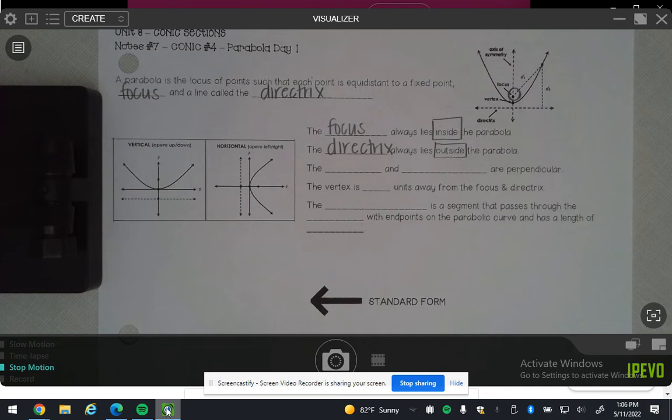Wait, where? Equidistant. Where? I don't know. Figure it out. Wait, what? Say it again. No, I said it like 3 times. Who's got your back? There's one.